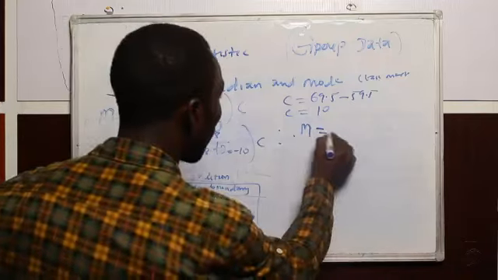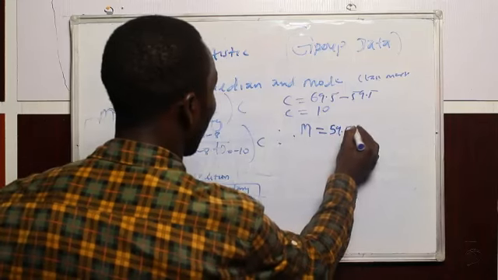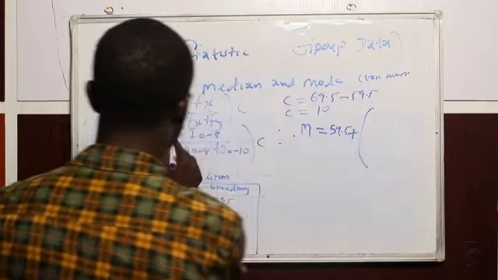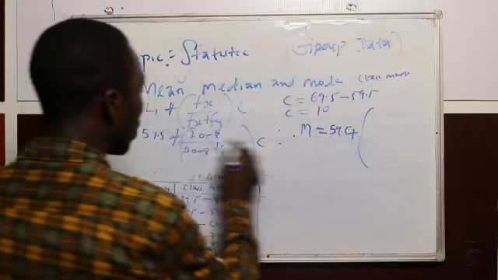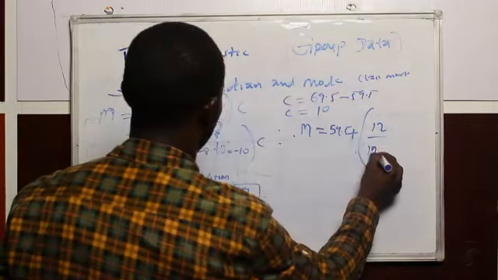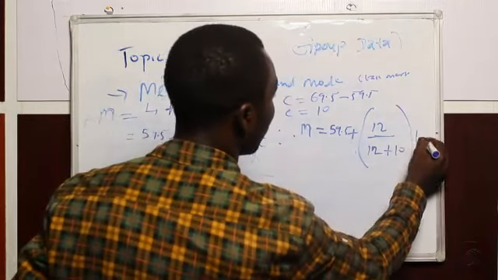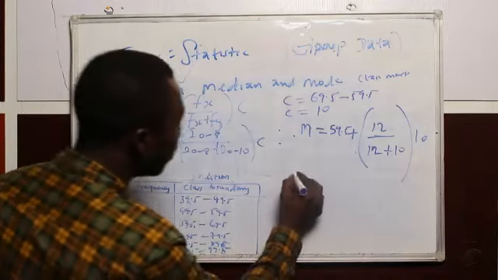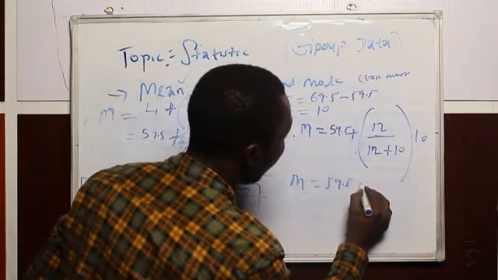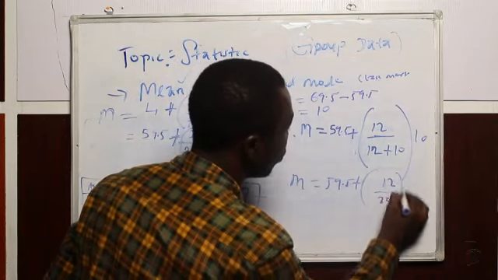Then let's continue from our formula. Our M is equal to 59.5 plus, bracket, this is where we continue: 20 minus 8 will give us 12, over 12 plus 20 minus 10, which will give us 10, all bracket into 10 here. Good. Then the mode is given to be 59.5, all bracket, plus bracket, 12 over 22, times 10.